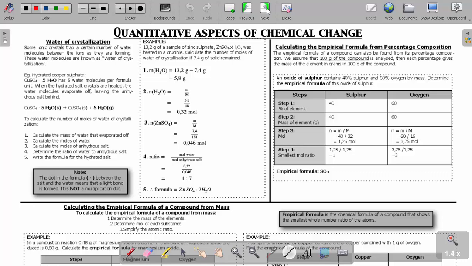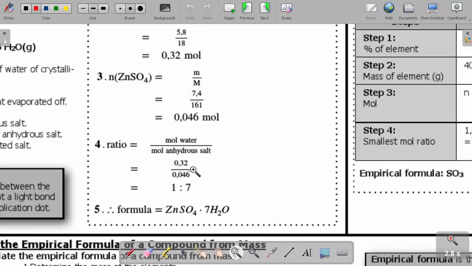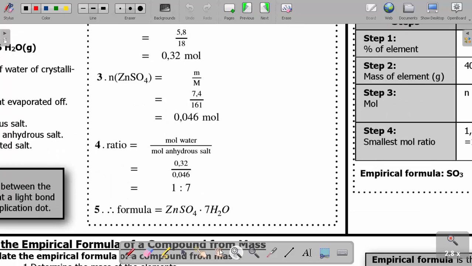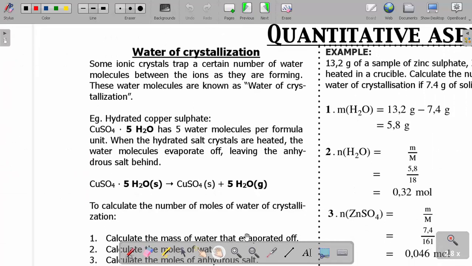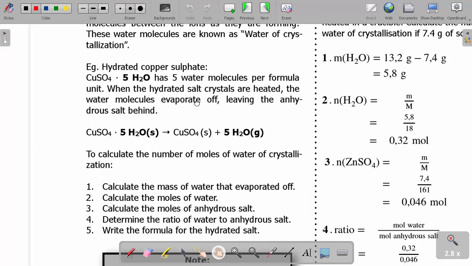Apart from that, we'll talk about what we call water of crystallization. Please understand also that some ionic crystals trap a certain number of water molecules between the ions as they are forming. These water molecules are known as water of crystallization. For example, hydrated copper sulfate. We write it as copper sulfate dot 5 water. It has 5 water molecules per formula unit.